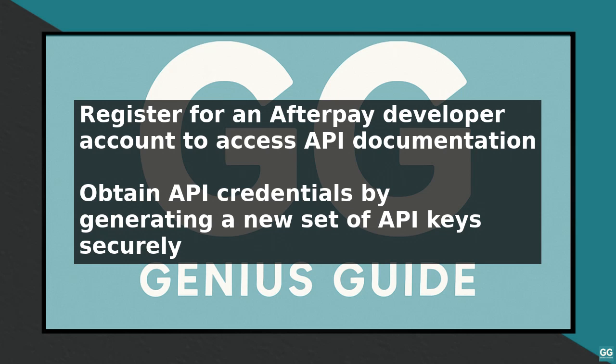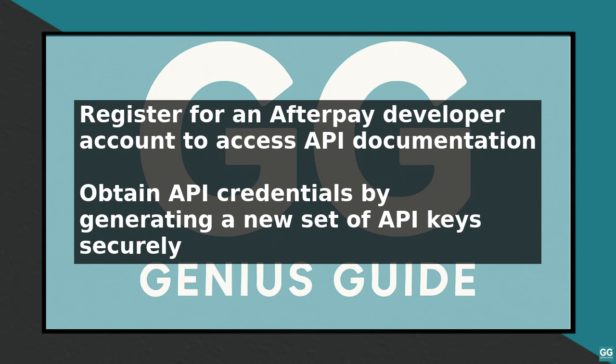Step 3. Choose an API endpoint. The Afterpay API provides several endpoints for different payment scenarios. Choose the endpoint that best fits your use case, such as creating a payment plan or retrieving a payment schedule. Refer to the API documentation for a list of available endpoints and their parameters.